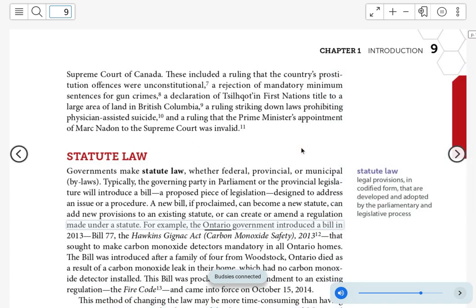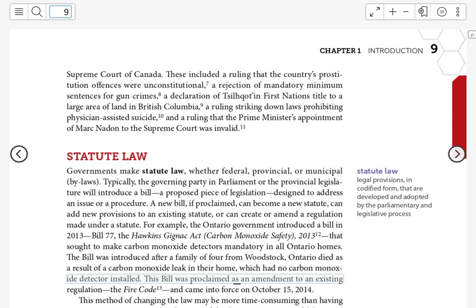For example, the Ontario government introduced a bill in 2013, Bill 77, the Hawkins-Gignac Act (Carbon Monoxide Safety), 2013, that sought to make carbon monoxide detectors mandatory in all Ontario homes. The bill was introduced after a family of 4 from Woodstock, Ontario died as a result of a carbon monoxide leak in their home, which had no carbon monoxide detector installed.